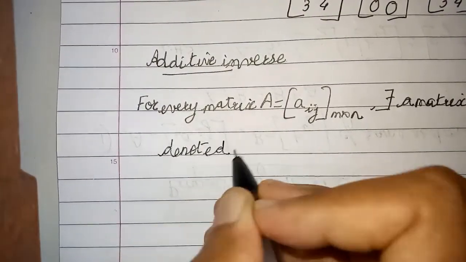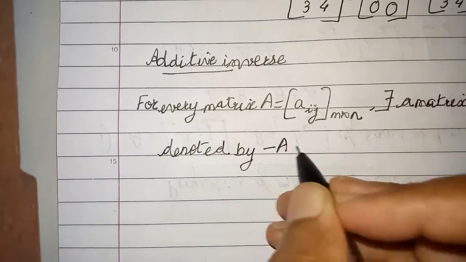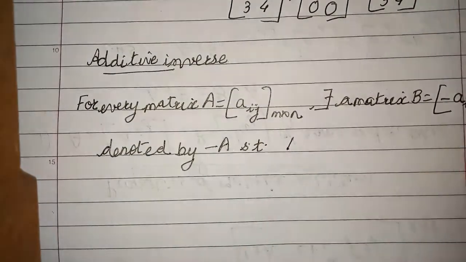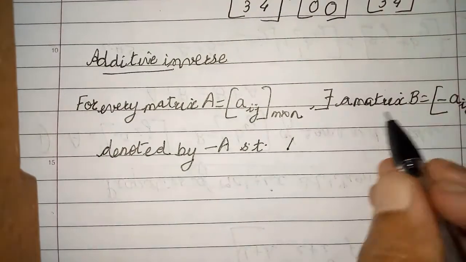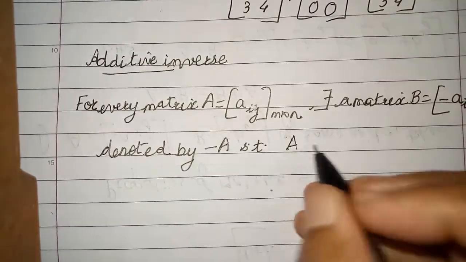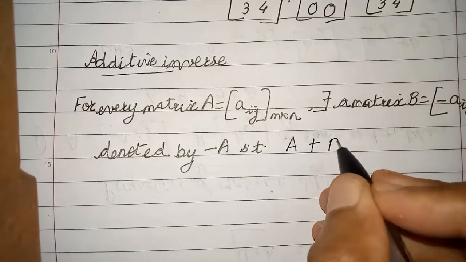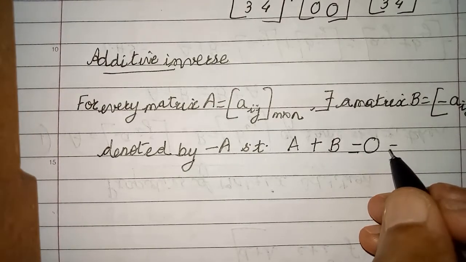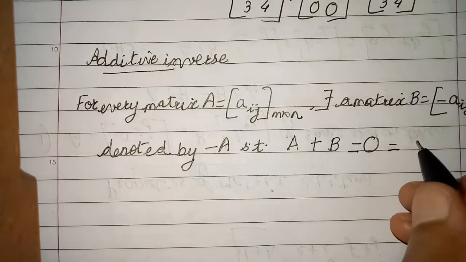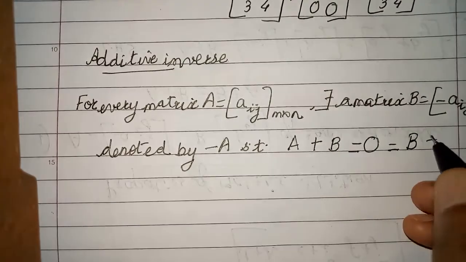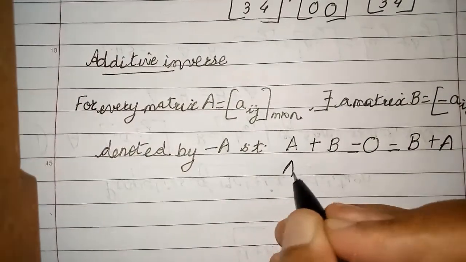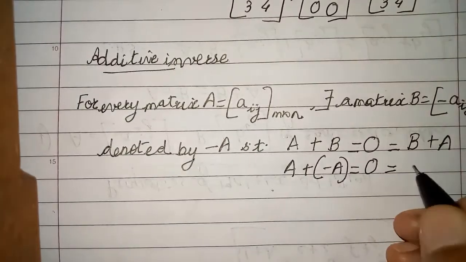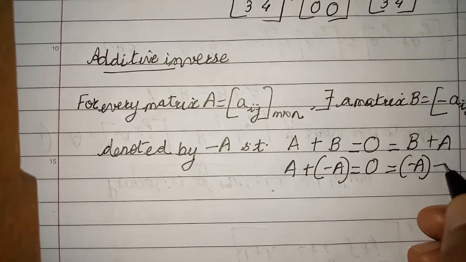B equal to, say, minus Aij, which is also of the order M cross N, and it is denoted by minus A, such that A plus B is equal to O is equal to B plus A. Or you can say A plus (minus A) is equal to O is equal to (minus A) plus A.